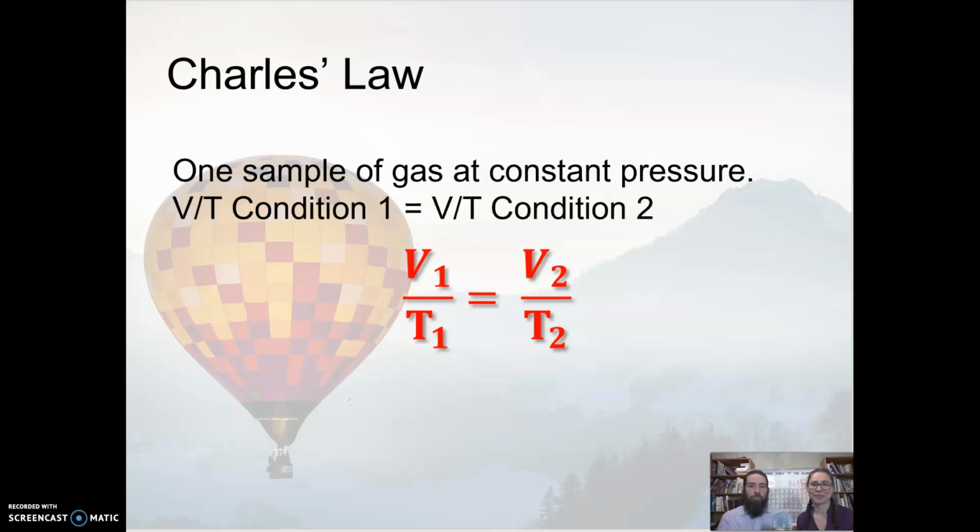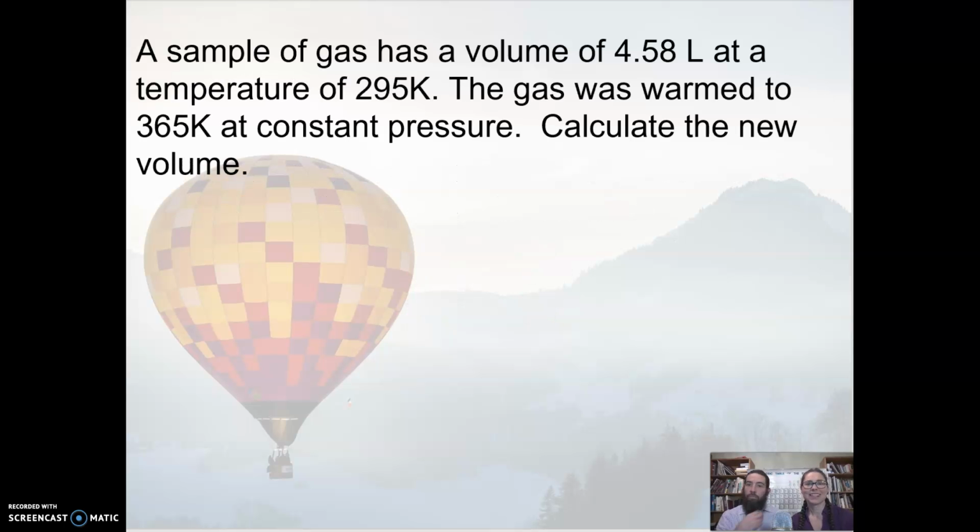So if you compare one condition to another, then you have volume over temperature equals volume over temperature. Here we have a sample of gas at a set volume and temperature, and the gas is then warmed under constant pressure, so we can calculate the new volume. We're going to use Charles' law's relationship of volume over temperature equals volume over temperature.